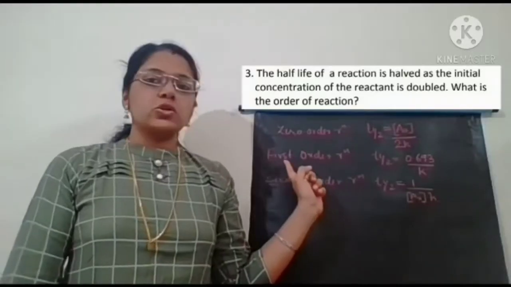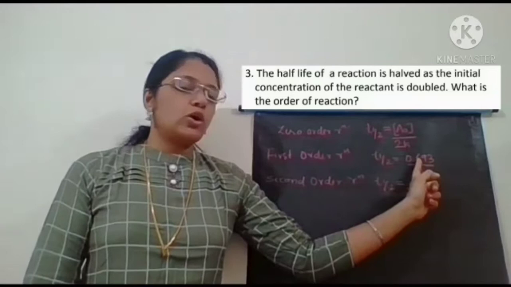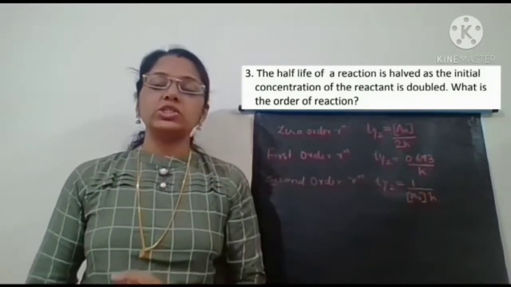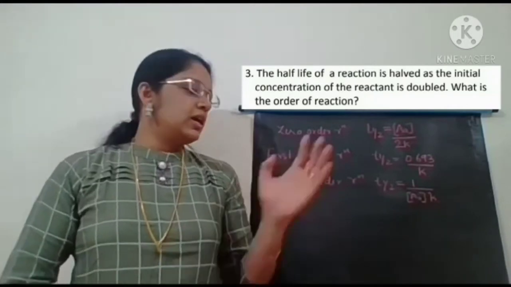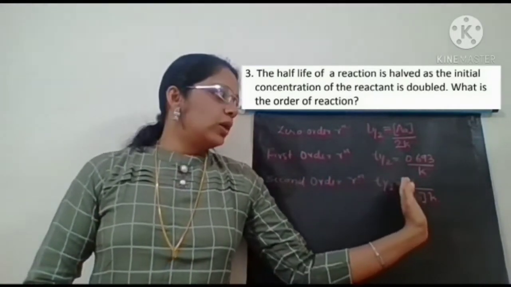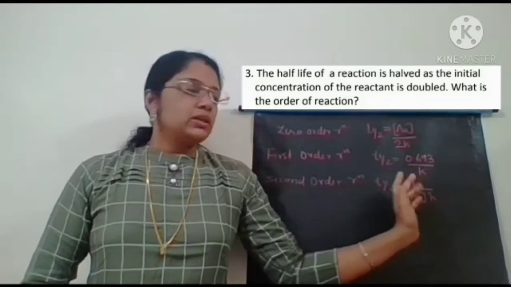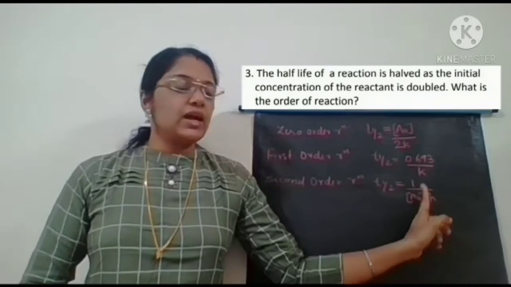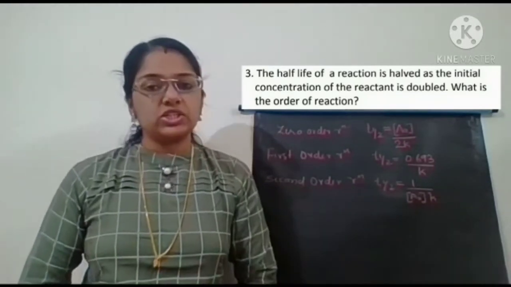Again, coming to the first order reaction, t half is found to be 0.693/K. That means it is independent of the initial concentration of the reactant. Again, coming to the second order, we found that t half = 1/(A₀K). That means it is inversely proportional to the initial concentration of the reactant as well as the specific reaction rate.